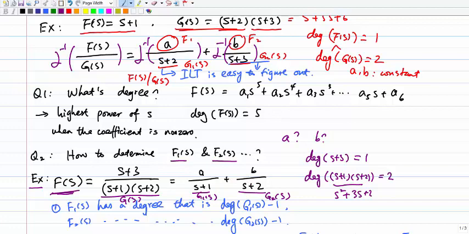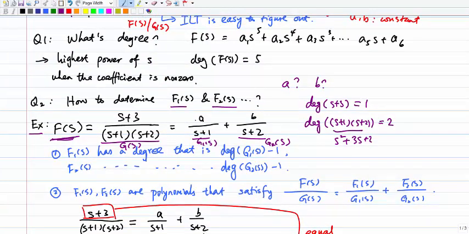Okay, the reason here is constant because the degree of the numerator has to be smaller than the degree of the denominator, and the denominator always has degree equal to 1, so the degree of the numerator has to be 0, which means that it must be constant. Okay, so how do I figure out the a and b? What is a, what is b?